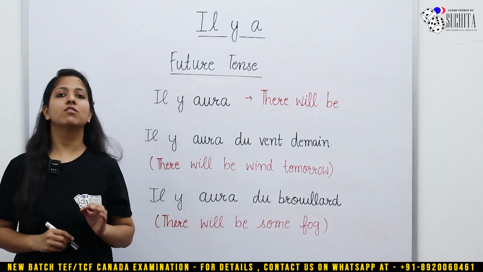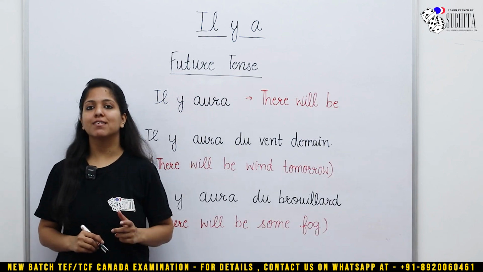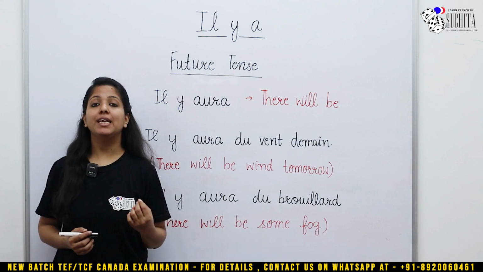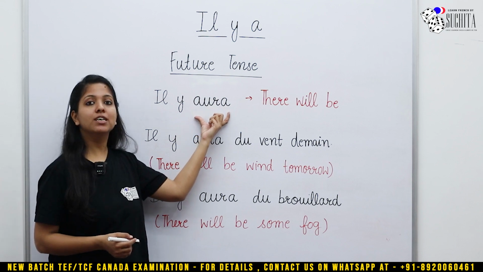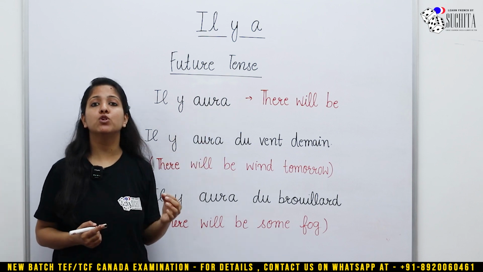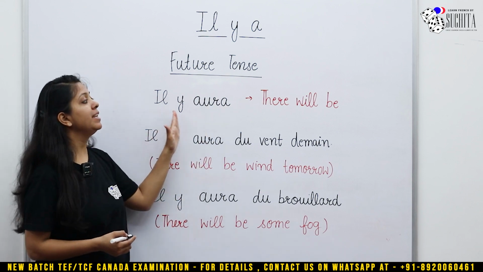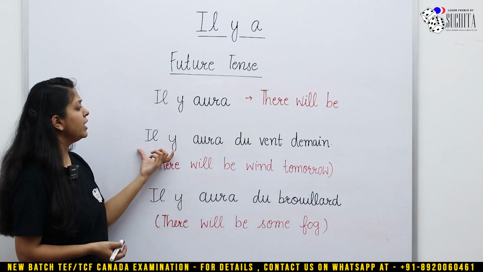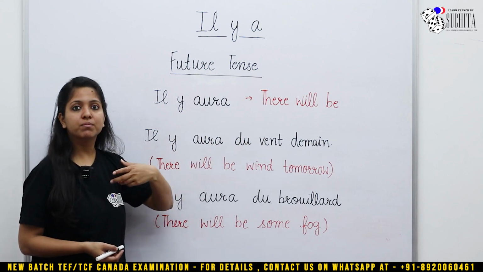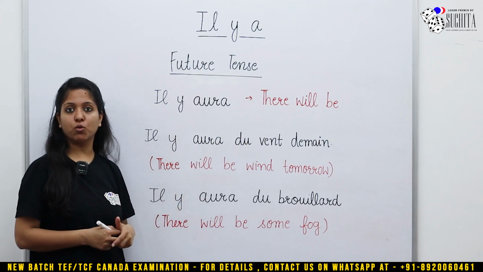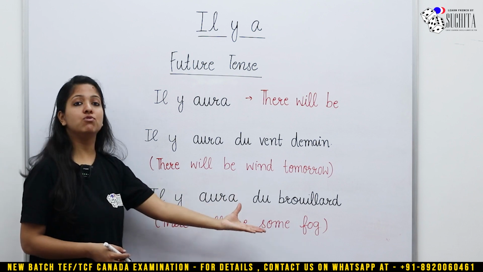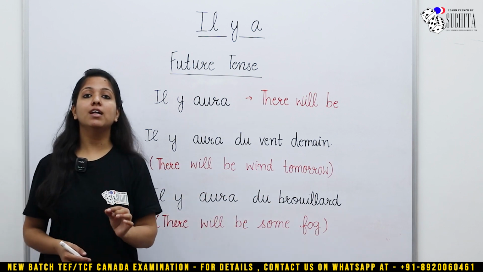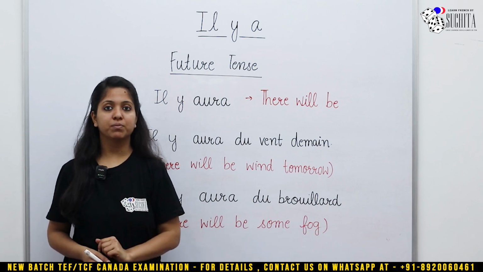Okay, now let's look at il y a in the future tense. In the future tense, il y a will become il y aura. Here I've conjugated the verb avoir into the future simple tense. So it becomes il y aura, which means there will be. Now, il y aura du vent demain. There will be some wind tomorrow. Il y aura du brouillard. There will be some fog. So, il y aura, that would mean there will be.